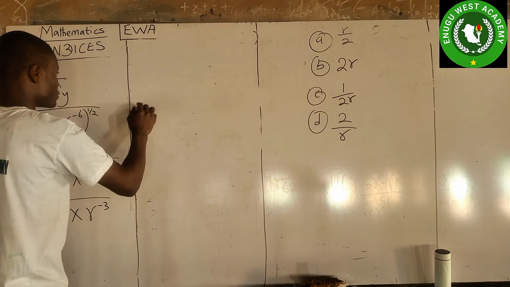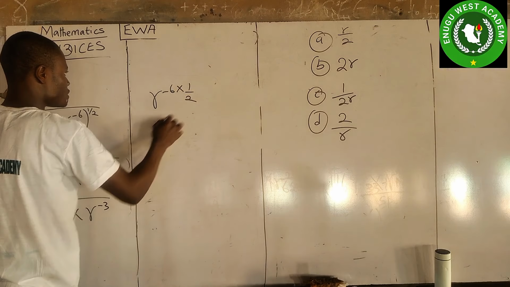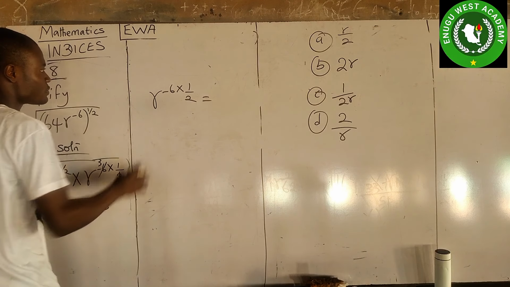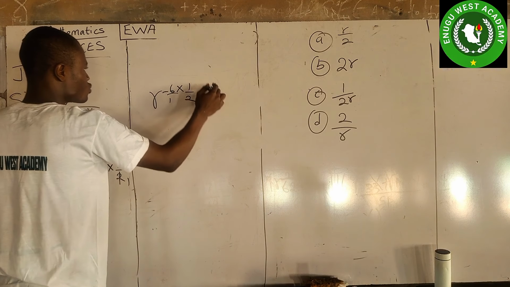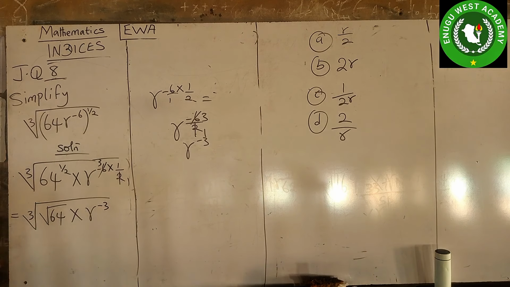For those that will be asking how, r raised to power minus 6 times 1 over 2. This will be equal to minus, okay, balance everything. Minus 6 times 1 is minus 6. So r raised to power minus 6. 1 times 2 is 2. 2 cancel itself is 1. 2 go into 6 is 3. So you're going to have r raised to power minus 3.